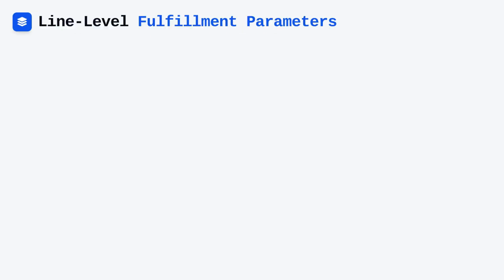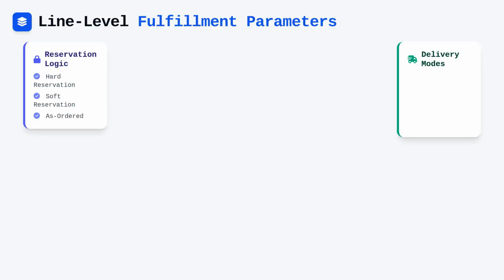At the line level, we encounter a granular set of parameters that govern the actual fulfillment behavior of our inventory. Each line item contains settings for inventory reservation logic, which determines whether the system should reserve goods hard, soft, or as ordered upon creation. Furthermore, we define delivery modes and partial shipment allowances here, which dictate how the warehouse staff and the transportation teams approach the physical movement of goods.